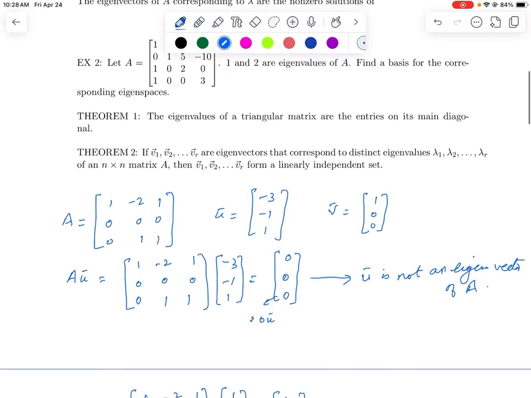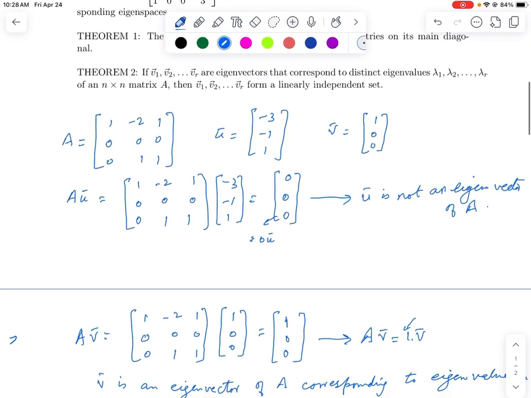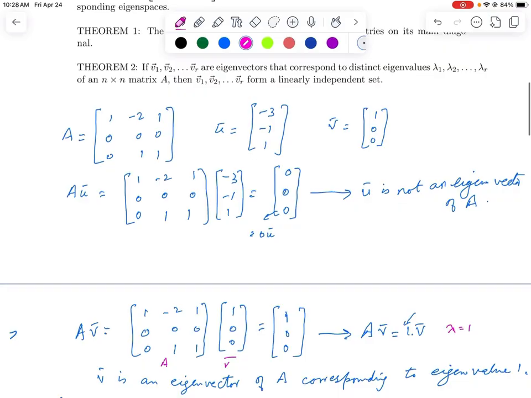What about v? When I multiplied the vector 1, 0, 0 with the matrix, this is v and this is A, I'm getting back 1, 0, 0, which means Av is equal to 1 times v. So in this case, the lambda is 1. So the vector v is an eigenvector of A corresponding to the eigenvalue 1.